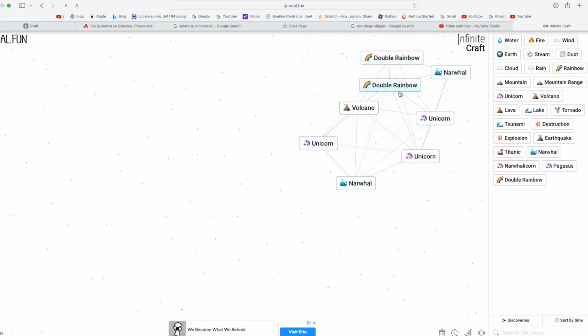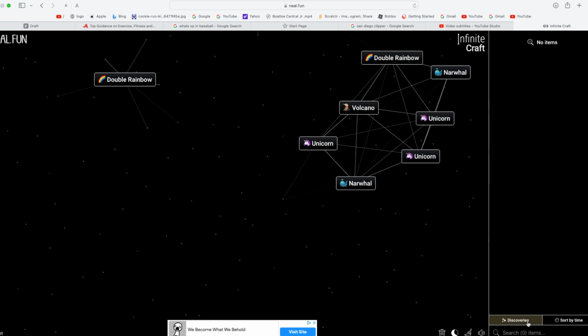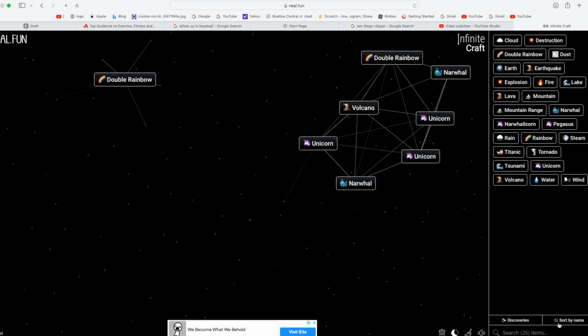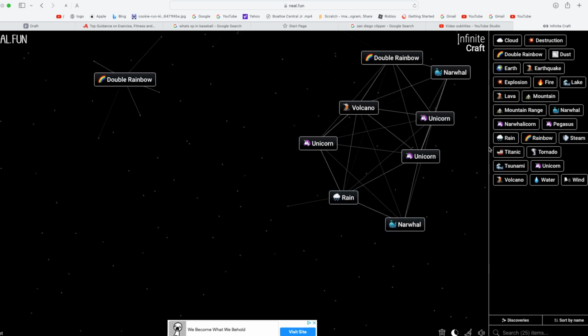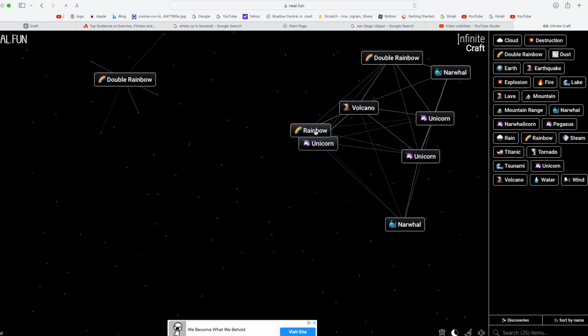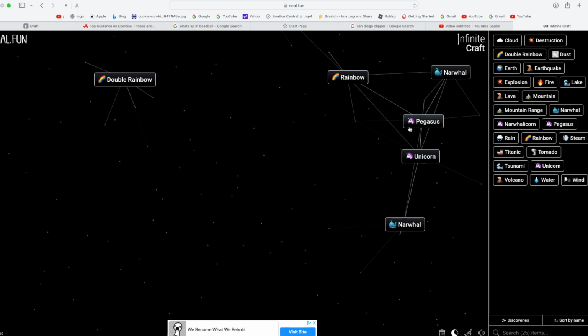Alright, double rainbow looks like it's one of those. What does this do? Oh, it changes the logo. Oh, this might be fun. It's like space. So we literally have this, way better. It looks better. Alright, so rain plus rain equals rainbow. Rainbow plus unicorn, double rainbow. It's a rainbow. Volcano plus unicorn.